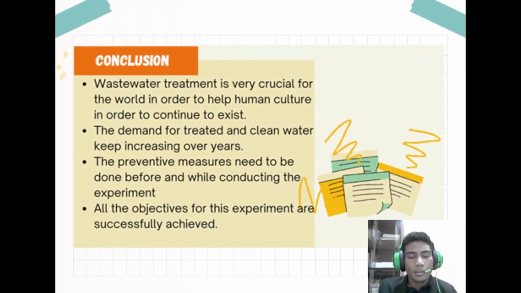In conclusion, wastewater treatment is very crucial for the world in order to help human culture continue to exist. Significantly, as the human population keeps increasing, the demand for treated and clean water keeps increasing over the years. As for the experiments, it is important to take preventive measures while conducting them. Overall, all the objectives of this experiment are successfully achieved.